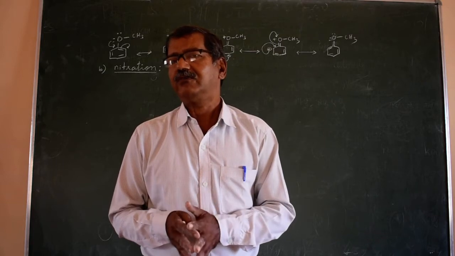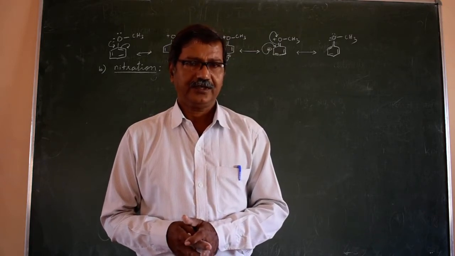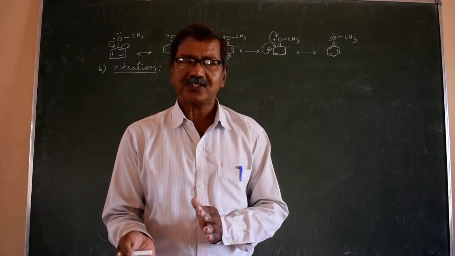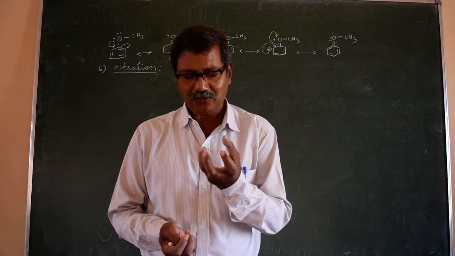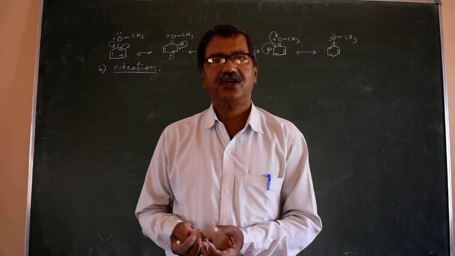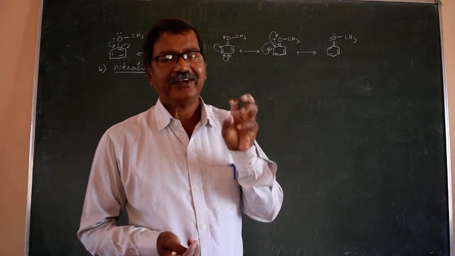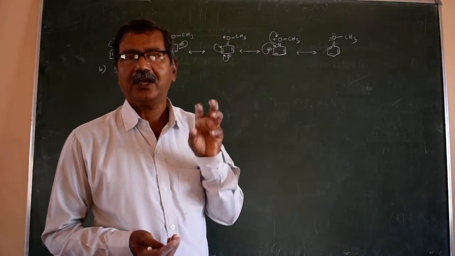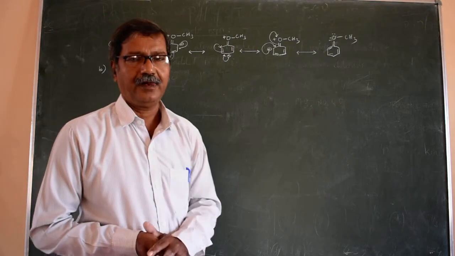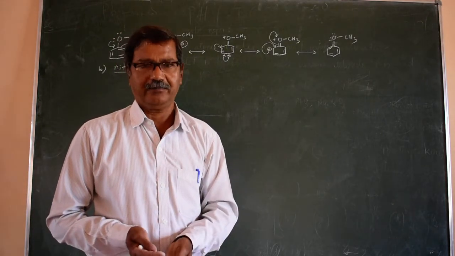What is the use of this H2SO4? H2SO4 helps to produce NO2 plus, the nitronium ion. The electrophile nitronium ion is formed in the presence of H2SO4, and that nitronium ion attacks the electrophilic center. Here it is ortho and para. So you are getting ortho and para products.